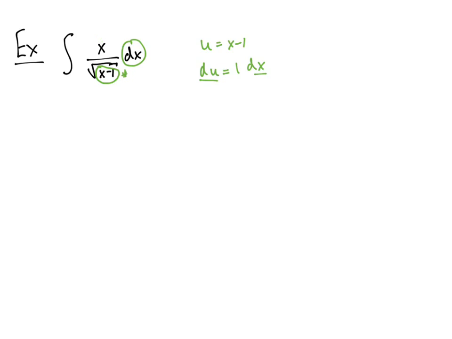So what we do is this equation I can solve for x. If I write this as u plus 1 equal to x, I can substitute u plus 1 in for this x right here. So what we have is u plus 1 in the numerator divided by the square root of u du.